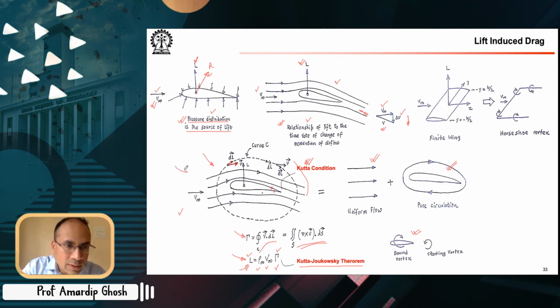So this flow field is actually a superimposition of a uniform flow plus a pure circulation, and you see that is the reason why flow on the top speeds up. When you add this with this, flow on the top is on the average faster than the flow on the bottom, and the pressure difference is created that way.